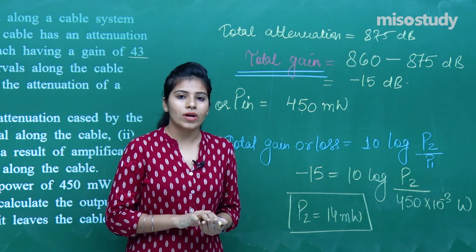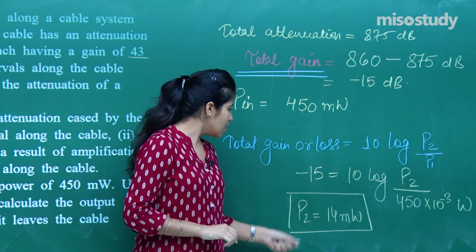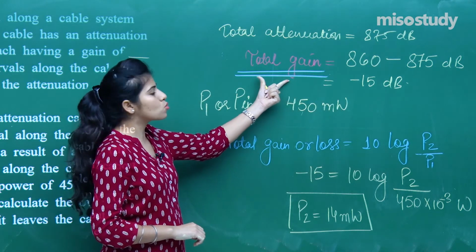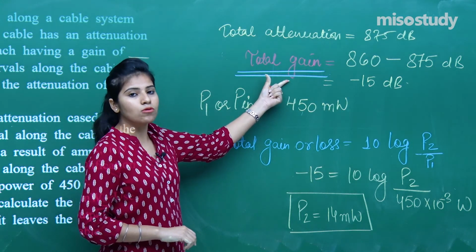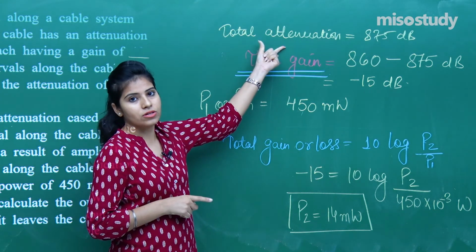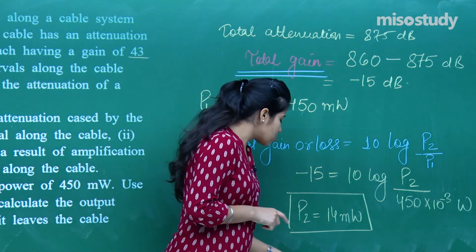Okay. So, the question was simple. You just have to apply this formula. You have to learn this formula. Total gain or loss will be equal to this. That is why we found the total gain, and the total gain was found using the signal gain minus the total attenuation. So, this is how such questions can be done.